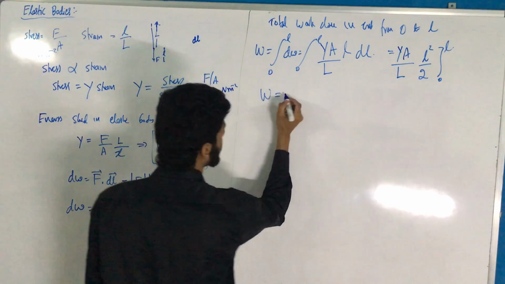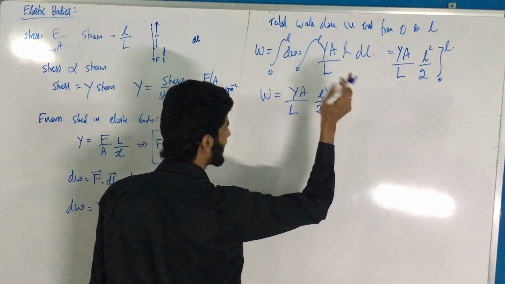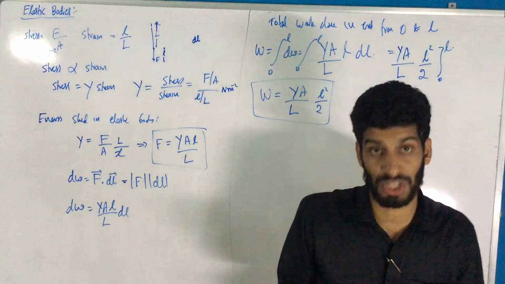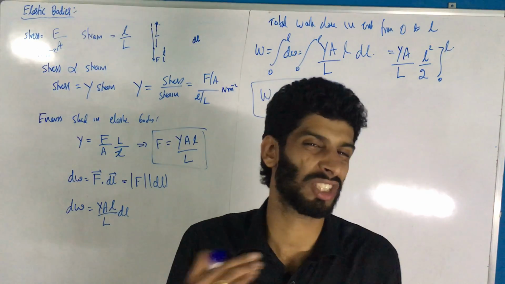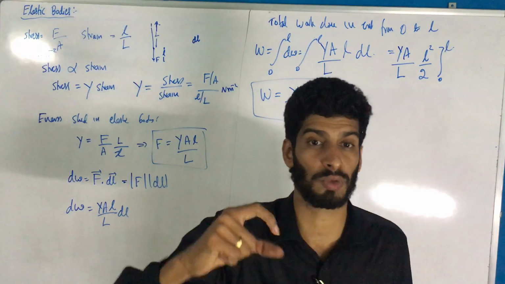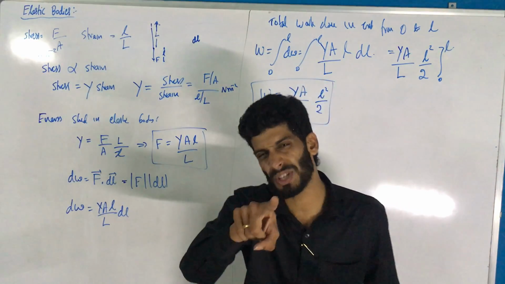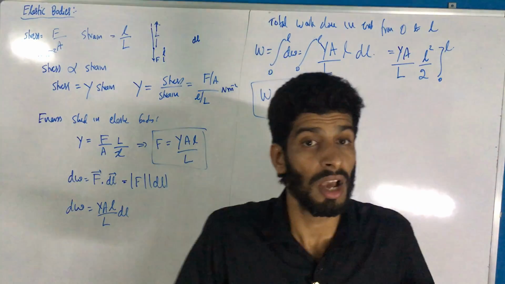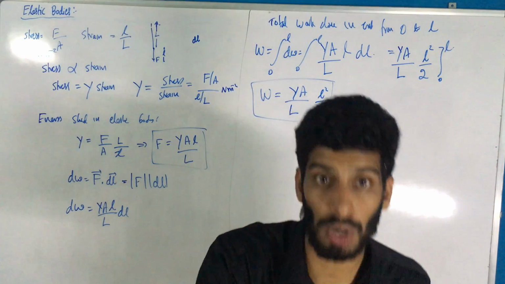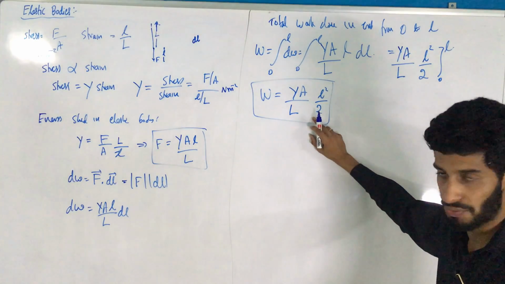So work done is equal to capital Y, capital A divided by capital L, times l squared by 2 minus 0 squared by 2. So I've got this expression. This is the amount of work done by the external force, or I can say that it is the restoring force. Remember, when I apply the external force, there is something called a restoring force which tends the body to regain its original position, which always acts opposite to the external force. So the work done by the external force is exactly equal to the work done by the restoring force. So the work done is this amount here.